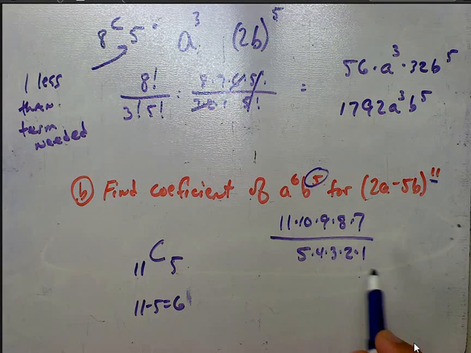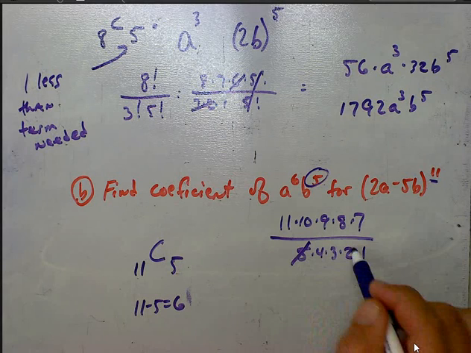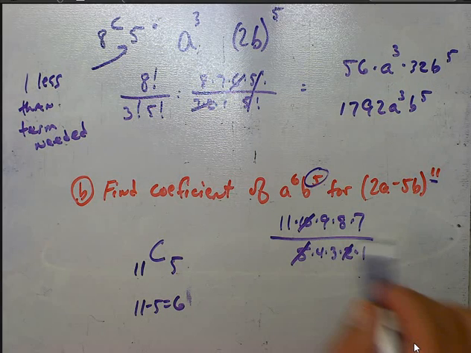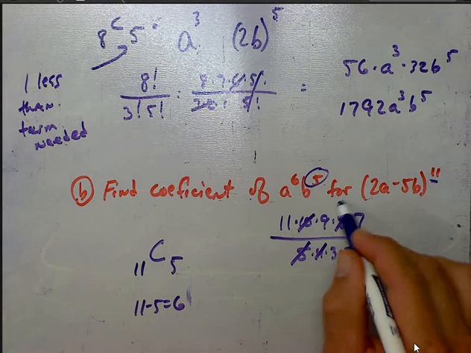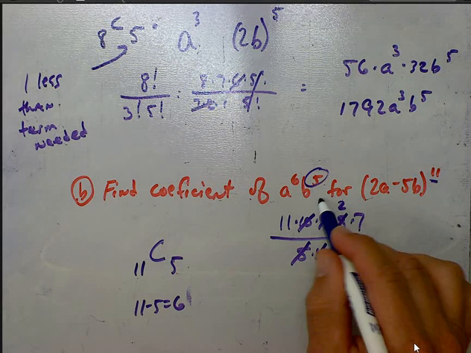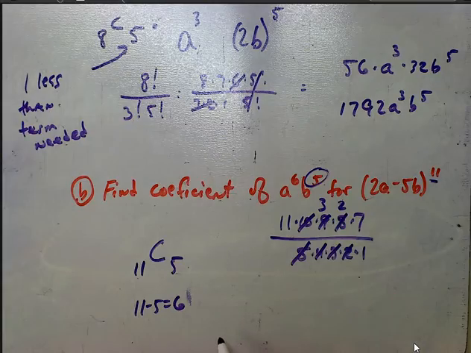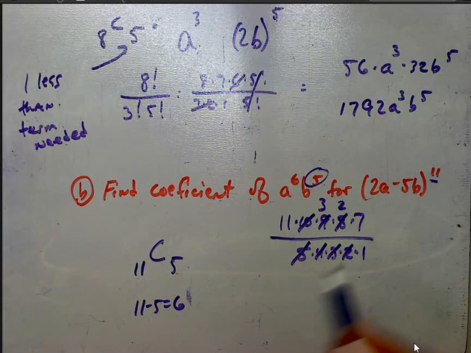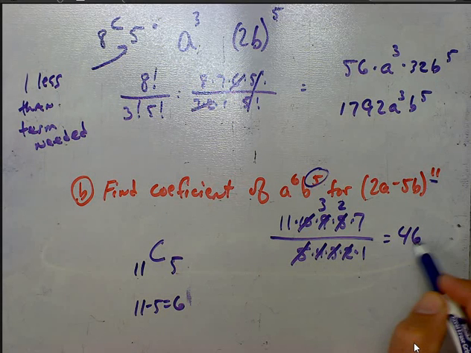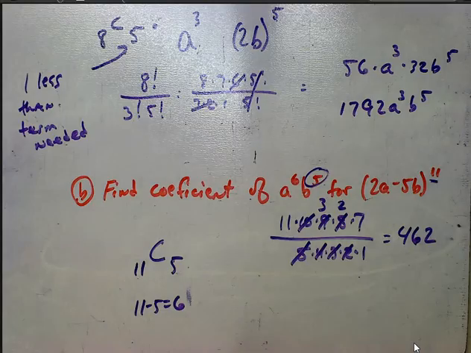And then 5 times 2 makes 10. 4 goes into 8 twice. 3 goes into 9 3 times. So 11 times 3 times 2 times 7. And then the answer is going to be 462. That is the coefficient. Well, that's the coefficient piece of that.